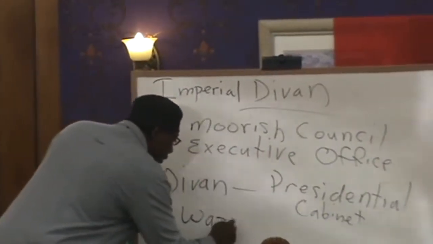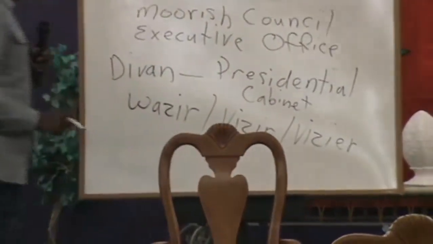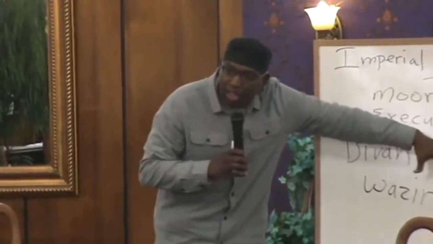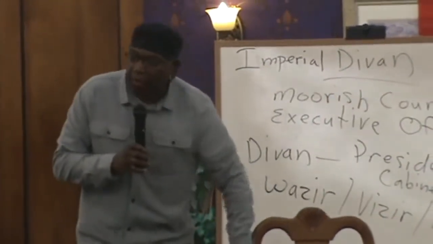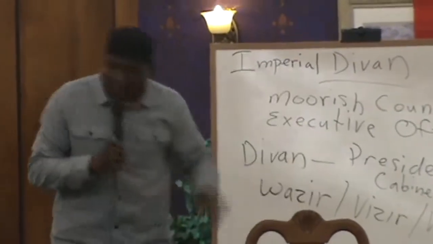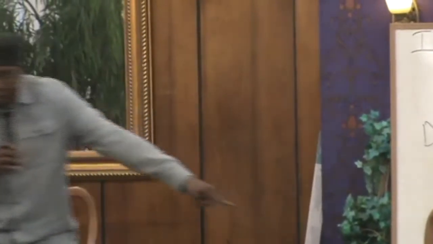I'll write it down. Different spellings: W-A-Z-I-R, V-I-Z-I-R, V-I-Z-I-E-R, based on the language. All right? Substitute. That's what Donald Trump is functioning as. Donald Trump is functioning as the substitute Grand Vizier. The seat that Donald Trump is in right now is the seat of the Moorish Grand Vizier. He is a United States representative. The seat is not United States. That's not a United States seat.